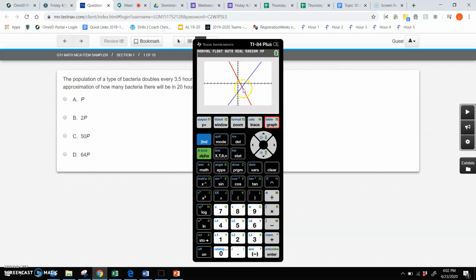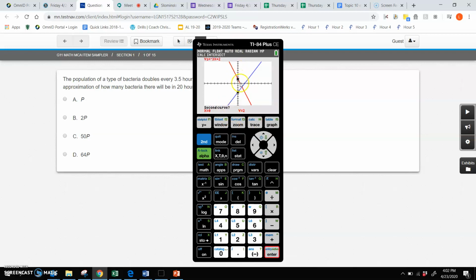Okay, but your question was about how to find the point of intersection. And so on the 84, you have to go second trace button because that gets you to the blue calculate. You're going to go down to number 5 and pick intersect. And then yours is different than the Inspire. Right now, the cursor is on one of the lines and it says first curve question mark. I want to say yes, so I hit enter.